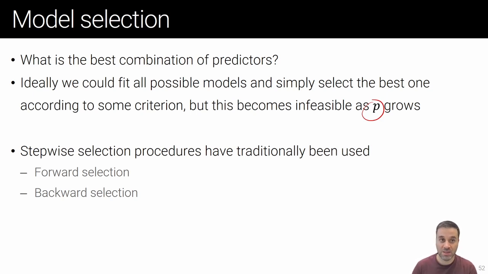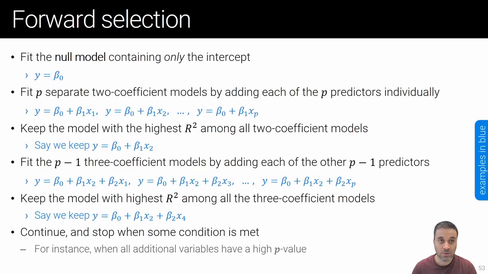So we need something simpler. And we're going to talk about two procedures. One is called forward selection and another one is called backward selection. These are the ones that have been traditionally used, although we will criticize them a little bit later. So forward selection, what is it about? Well, the idea is that we start just with the null model. It's the one that only contains the intercept. So we start just by saying the response is the intercept, which models the average, and that's it.